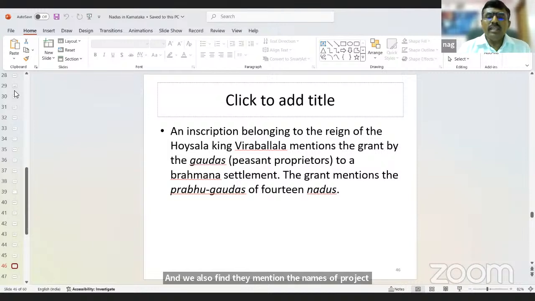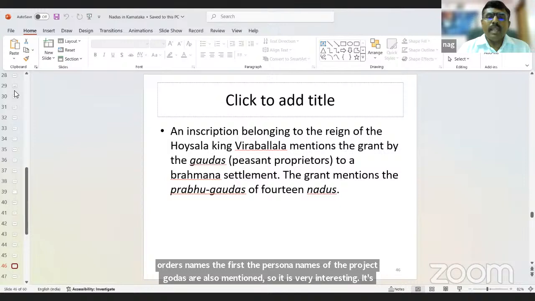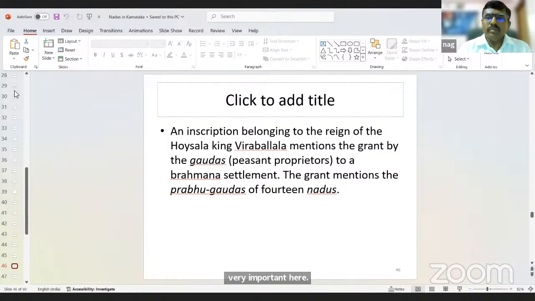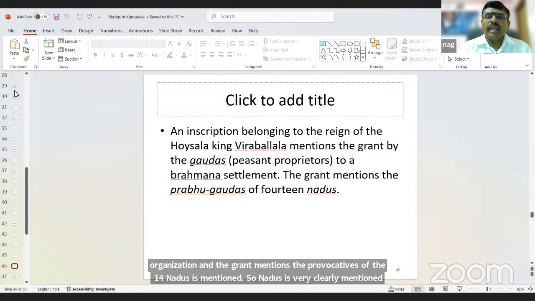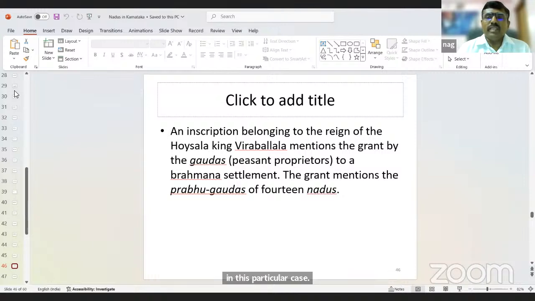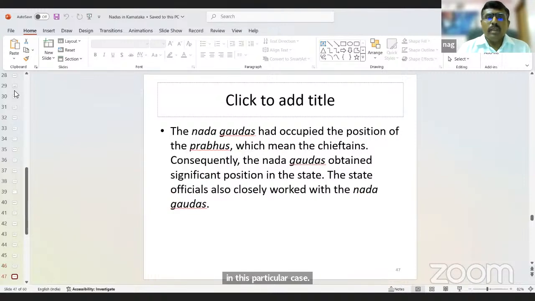We find the Hoysala King Veeraballala's inscription mentions a grant by the Gaudas, peasant proprietors, to a Brahmana settlement. When you say Gaudas, there can be various kinds of Gaudas. Some are rich and some are not so rich. But they form a kind of organization. The grant mentions the Prabhu Gaudas of the 14 Nadus. So Nadus are very clearly mentioned in this case. So in Karnataka also there are Nadus, as we find in Tamil Nadu.